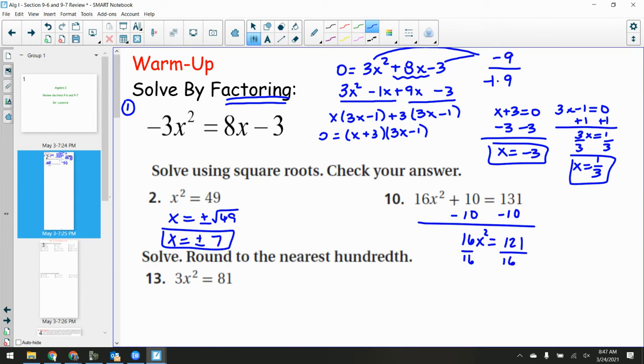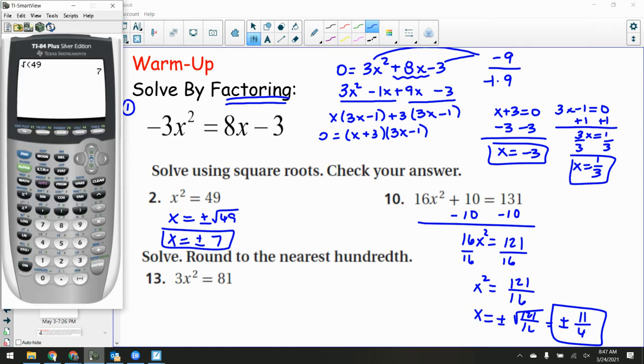Now, I recognize 121 and 16 as perfect squares, so I'm actually going to leave it as a fraction like this. Could you give me a decimal? Of course. But when I go to square root, I'm going to write the plus or minus. I'm going to take the square root of top, then bottom. The square root of 121 is 11, because I just memorized it at this point. The square root of 16 is 4, so it's just 11 fourths.